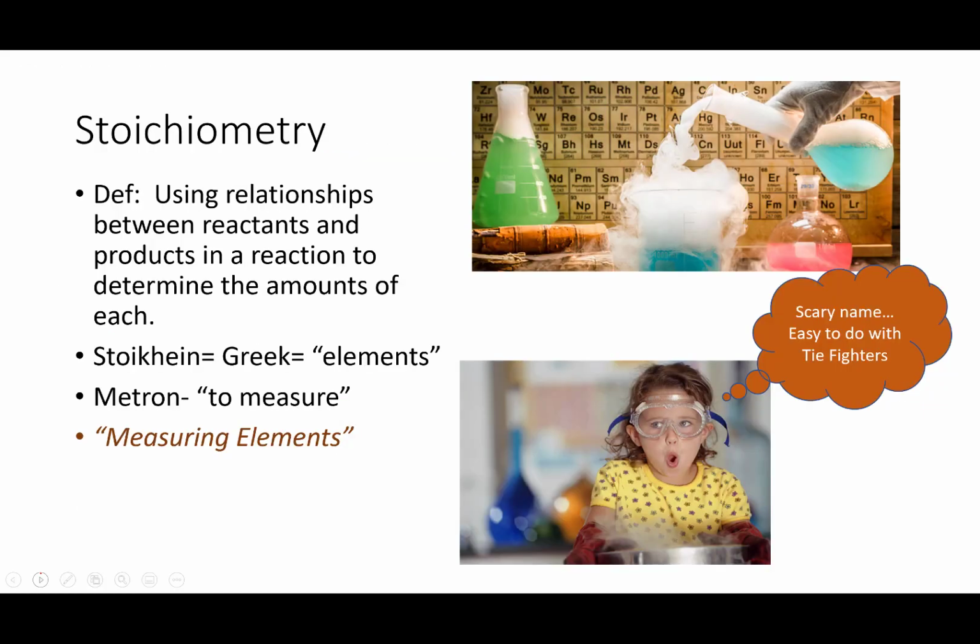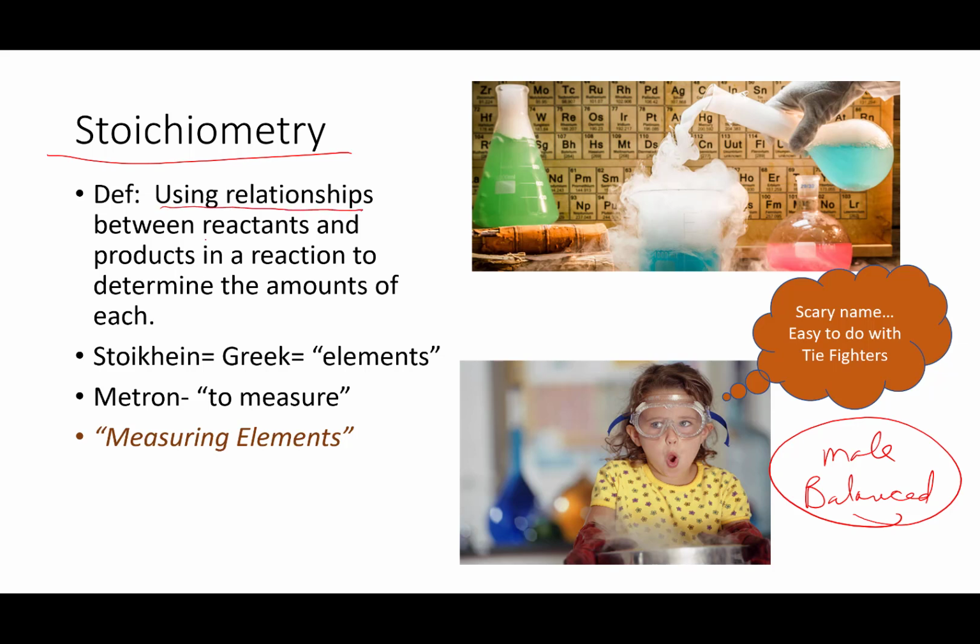So we're going to put these two pieces together, the concept of the mole and these balanced chemical equations, to do something which is called stoichiometry. Now, stoichiometry is a big, scary sounding word, but it's really not a terribly complex concept. It's when we use relationships between the reactants and the products in a chemical reaction to determine the amount of each. How much product are you going to get? How much reactant do you need? Very much like analyzing a recipe.